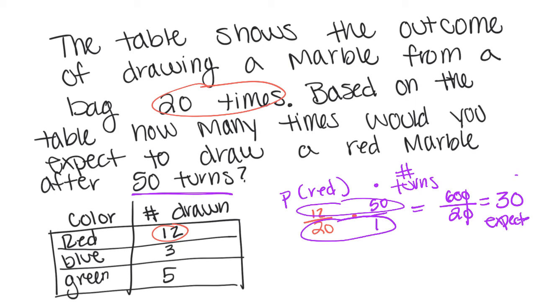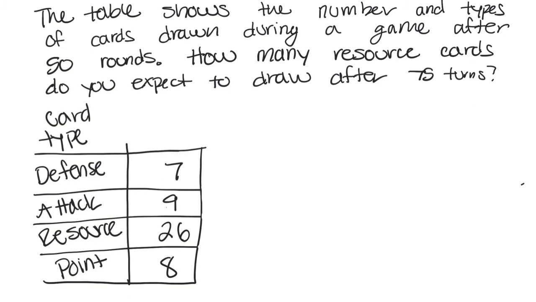expected red marbles, sorry. Okay, so you expect to draw a red marble 30 times. Okay, using a different type. This table shows the number and types of cards drawn during a game after 50 rounds. Okay, so they drew a card 50 times. How many resource cards do you expect to draw after 75 turns?